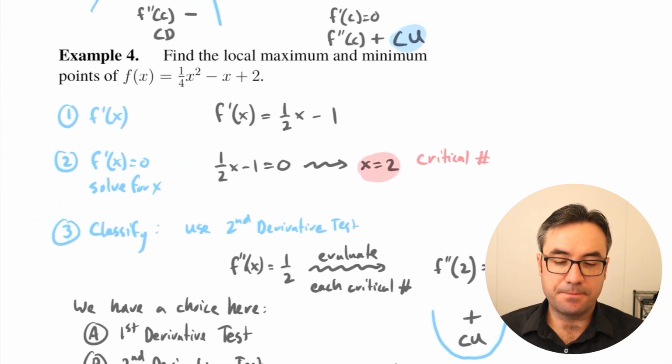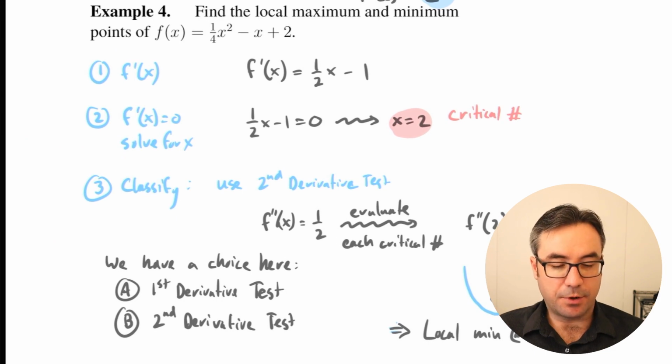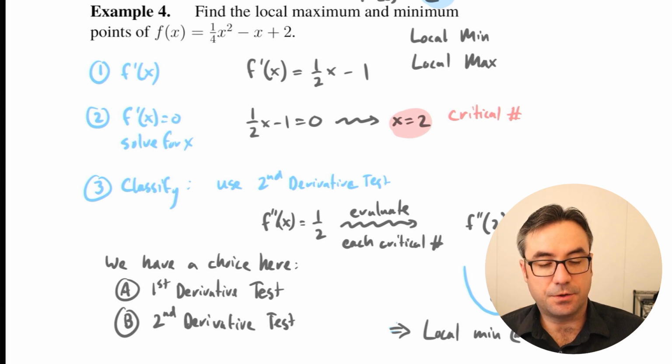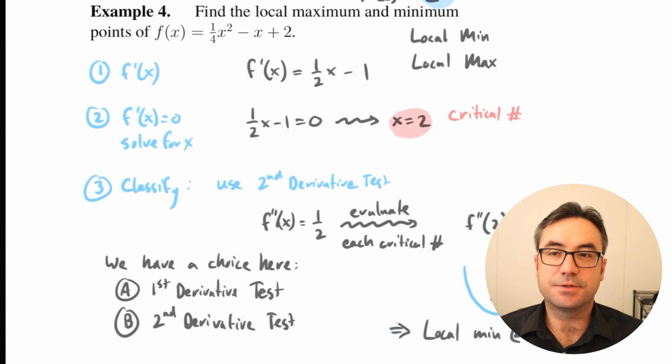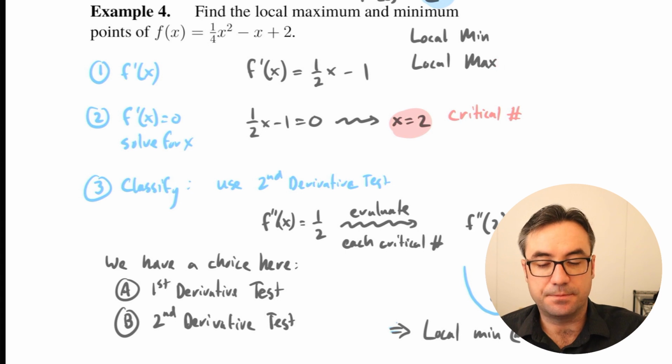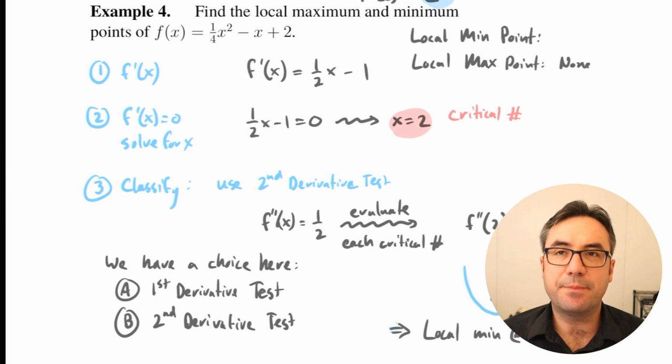And so what we found here is that there was one critical number. So if we were going to answer our question, the local min, and for a local max, well, because there's only one critical number and we found that it's actually a local min, there's not going to be a local max for our function. So local max point, there isn't going to be any. And for our local min point, we know it's happening at x equals 2.